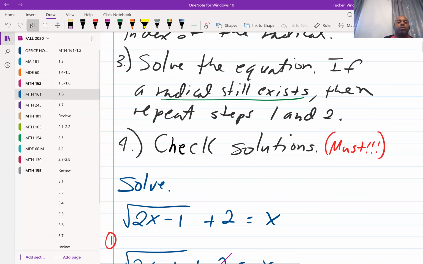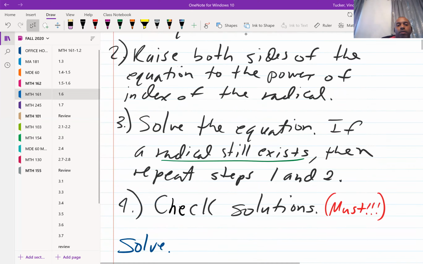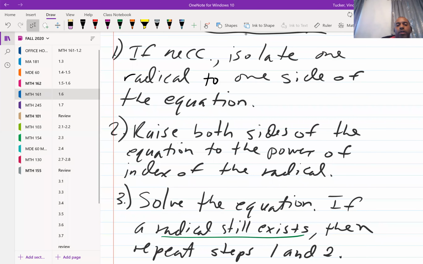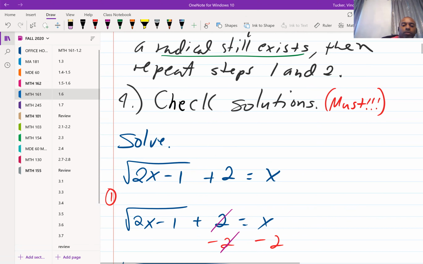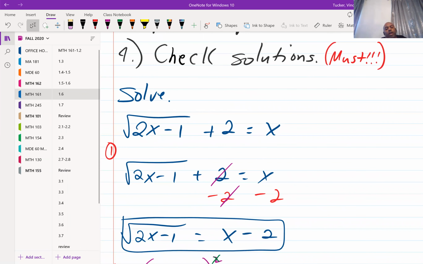All right. So first one we're looking at the square root of 2x minus 1 plus 2 equals x. So first thing we want to do is isolate the radical. That's the first step. If necessary, if your radical is not on one side of the equation by itself, you want to make that the case. So we want to isolate the radical, so we'll subtract 2 from both sides. So now we have the square root of 2x minus 1 equals x minus 2. So that's the end of the first step. You want to isolate your radical. If it's not already on one side of the equation by itself, you want to make that the case.